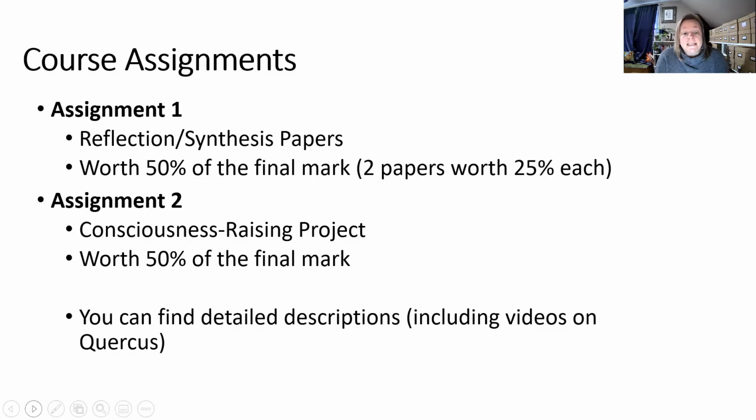Assignment number 2 is actually a consciousness raising project, and it's also worth 50% of your final mark. And this is a project in which you can either connect with, if you're someone who is already connected into one of the populations of focus in this course, you can connect with one of those, with that population or with that group.